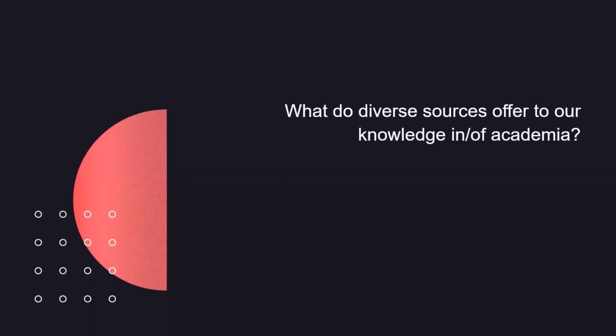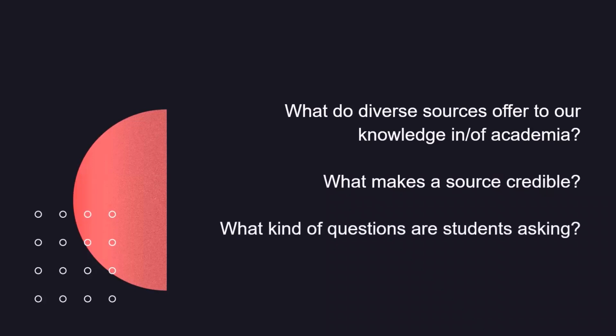So in order to navigate this session, I've organized it by three main questions, which are: what do diverse sources offer to our knowledge in academia? What makes a source credible? And then what kinds of questions are students asking? The reason I want to do it as a set of questions is that I don't have all the answers. And really, research is about being curious and learning more. So I hope that by framing things as questions, we can really think about it as a lifelong learning, continual improvement, constant growth experience.